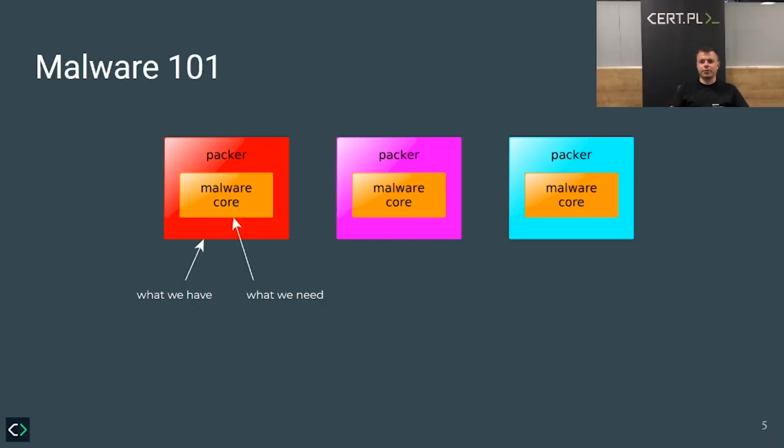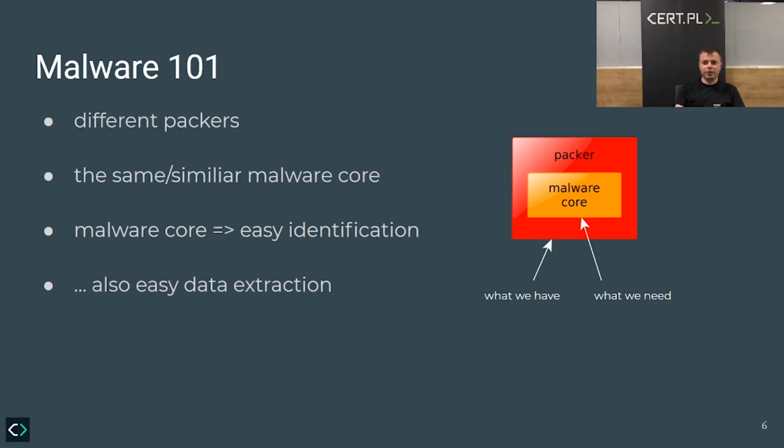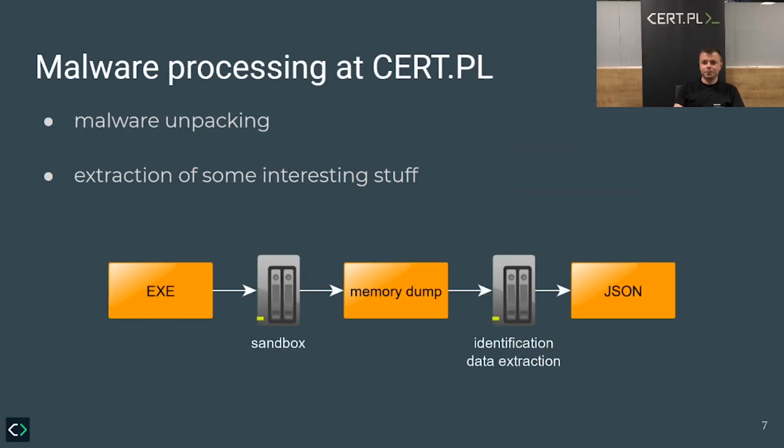So let's start from scratch. By analyzing ordinary consumer targeting malware, we could easily spot that we have many different samples packed by many different packers, but very often it's the same malware core underneath them. So we want to extract the malware core out of the packed samples to have easy identification and easy data extraction. And this is how we do malware processing at CERT.PL, essentially.